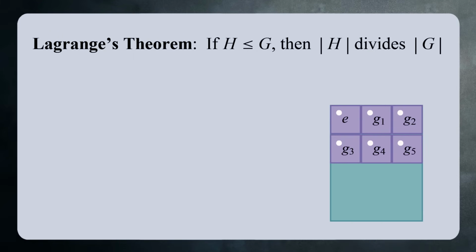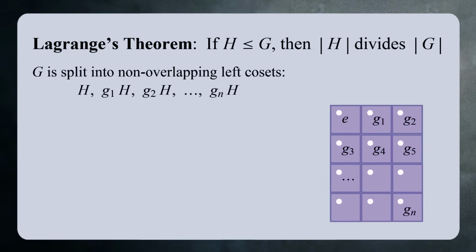Continue this process until you get to the point that there's no element left that's not in a coset. The result is we have partitioned G into a collection of non-overlapping left cosets. There's one more thing. All the cosets are the same size. There's a short proof for this.